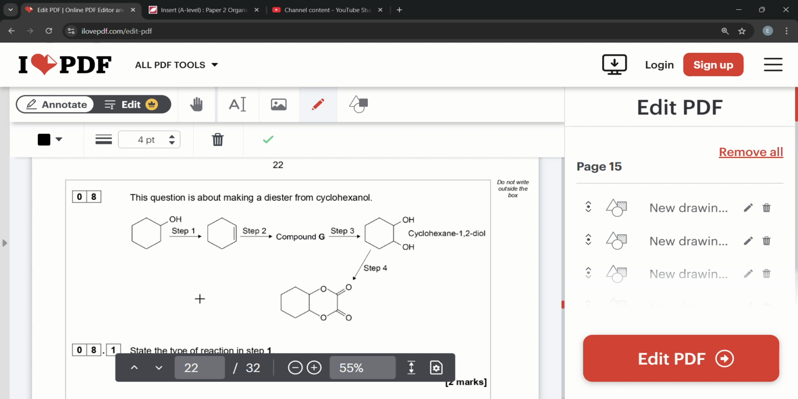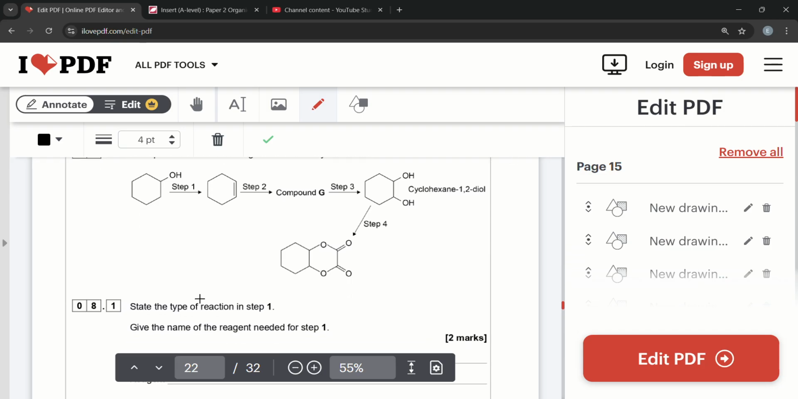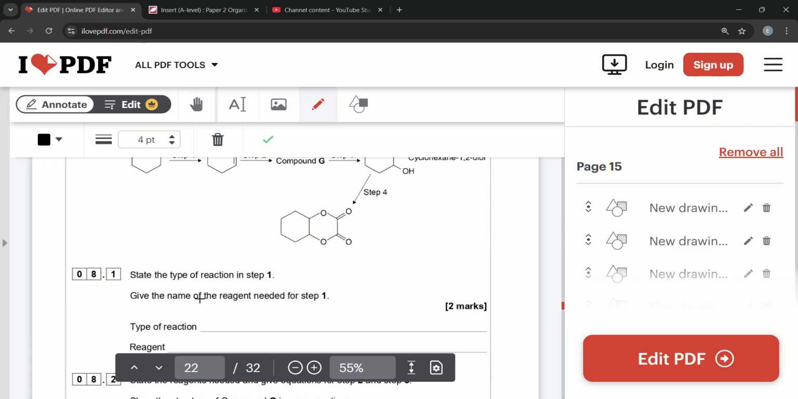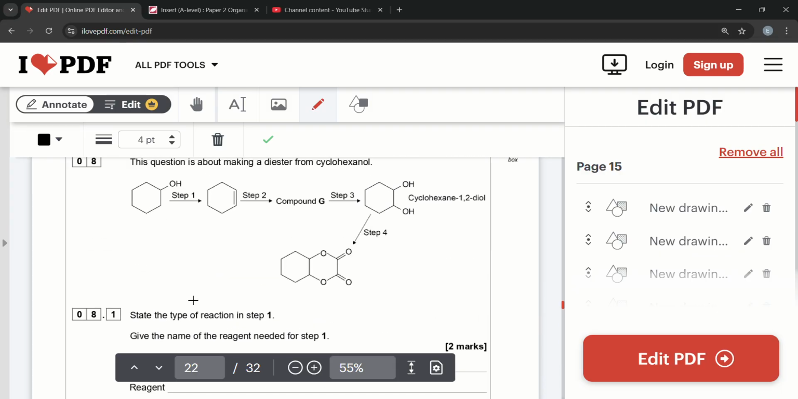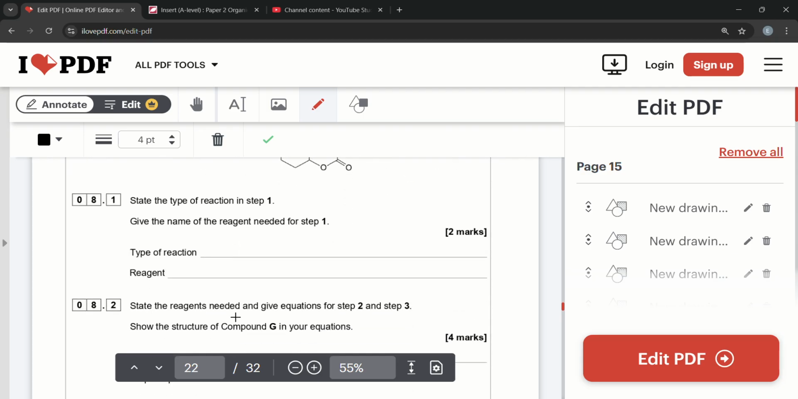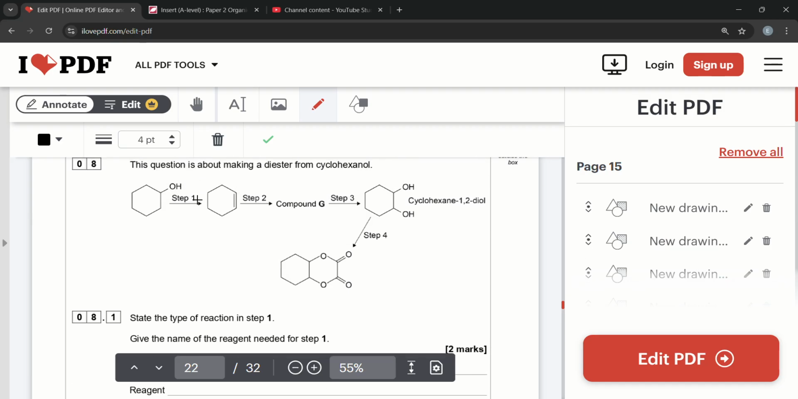Question 8. This question is about making a diester from cyclohexanol. Question 8.1. State the type of reaction in step 1. Give the name of the reagent needed for step 1. This is just how well you know your reactions and your reagents. So, type of reaction in step 1. We're going from an alcohol to an alkene.